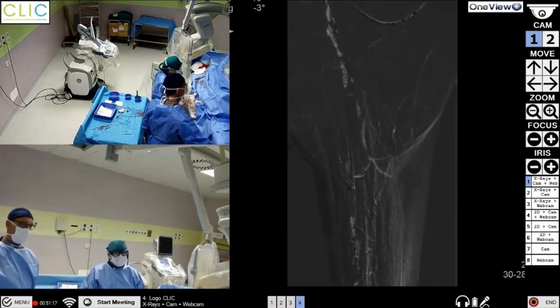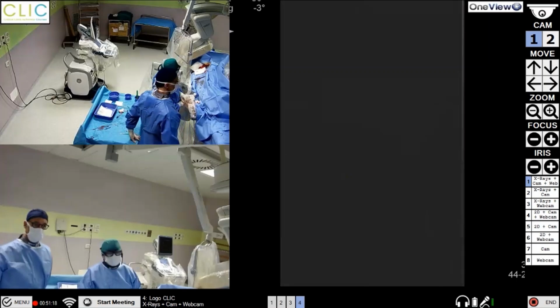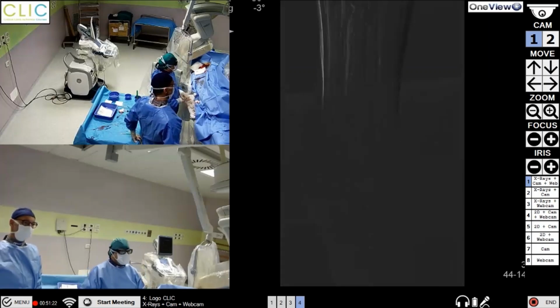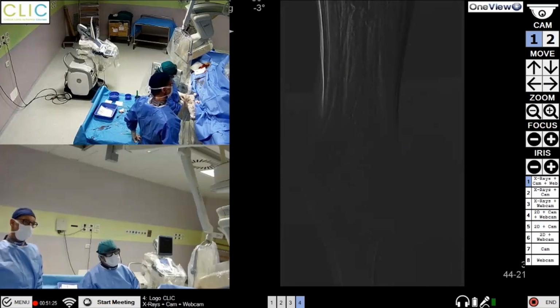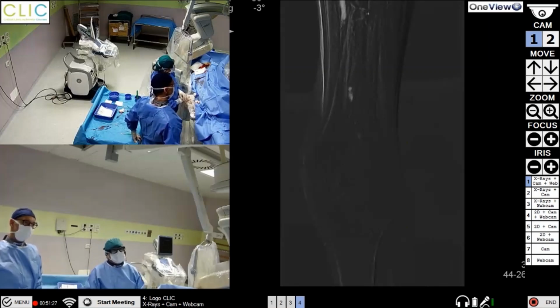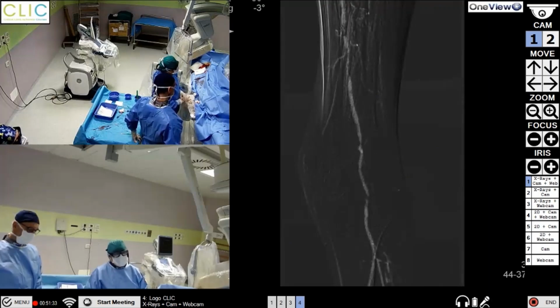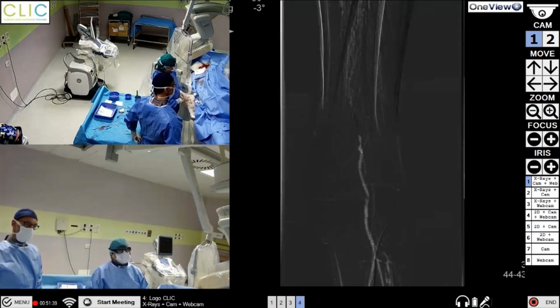We studied the patient on the table. As usual, we performed an antegrade ultrasound-guided access with a normal 6 French short 11 centimeter Terumo sheath. We performed the CO2 angio.